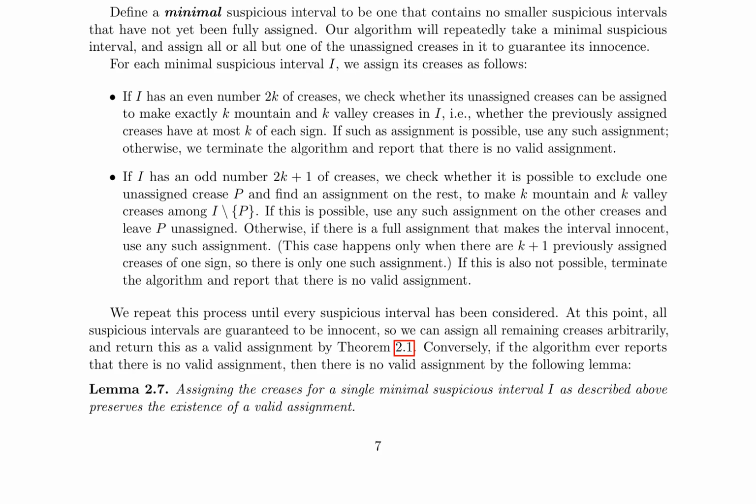The validity of the algorithm is supported by Lemma 2.7, which states that assigning creases for a single minimal suspicious interval as described in the algorithm preserves the existence of a valid assignment. This ensures that the algorithm's steps do not inadvertently create new issues or conflicts with previous assignments, thereby maintaining the overall validity of the crease pattern. The theorem provides a crucial contribution to the study of origami by offering a polynomial time algorithm for determining and finding valid assignments in 1D mixed crease patterns.